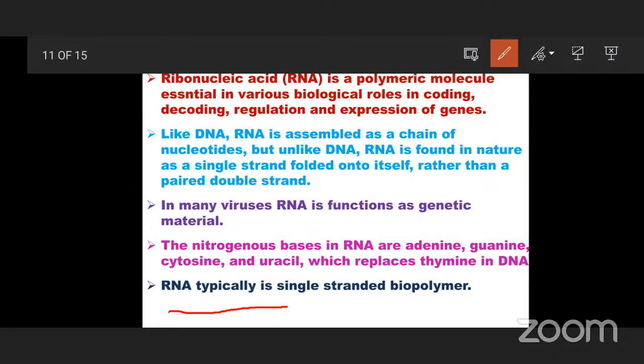RNA is typically a single-stranded biopolymer. I already explained this. RNA is a single-stranded biopolymer.